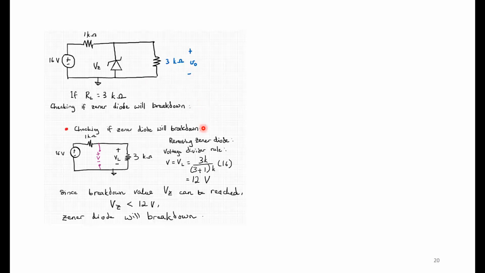To check if the Zener diode will break down, we have to remove the Zener diode, just as in the example before, and we find that the voltage is 12 volts as opposed to 8.7 in the previous slide. So 12 volts is more than 10 volts. Since the breakdown value VZ can be reached, in this example, when the resistance is bigger, the Zener diode will break down.